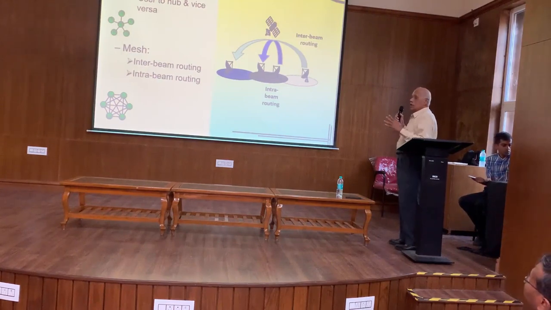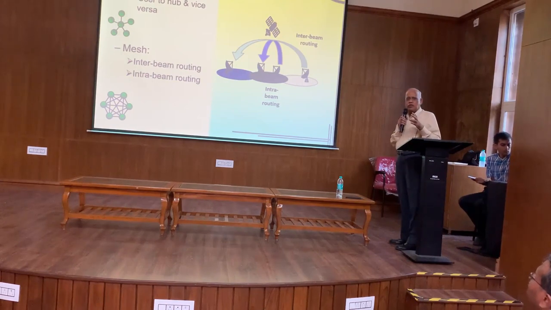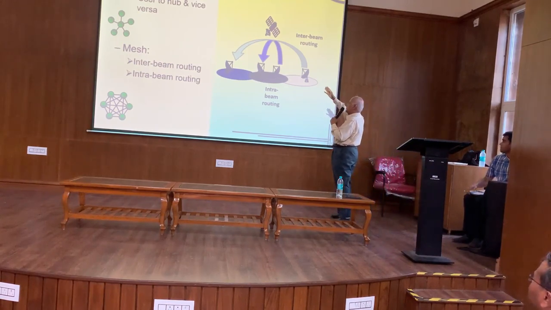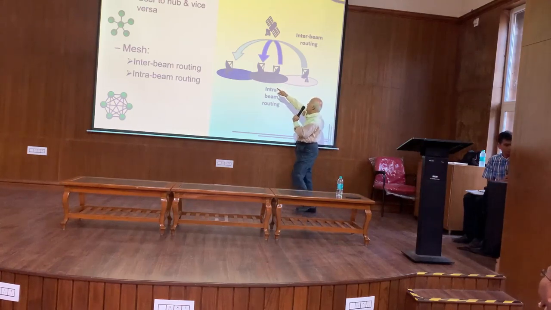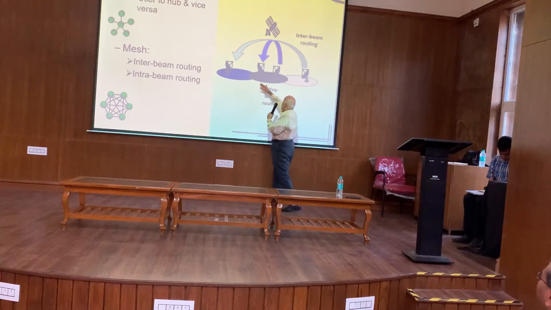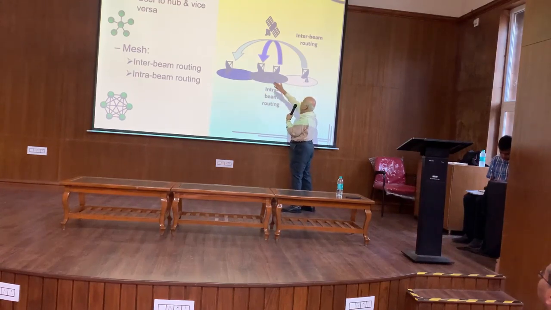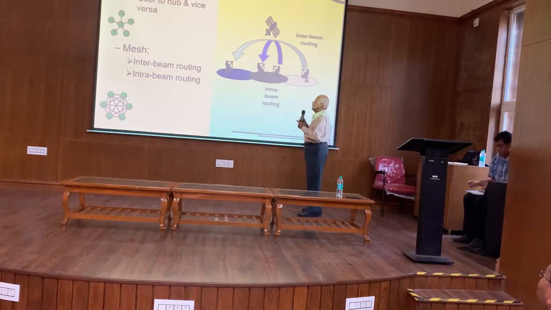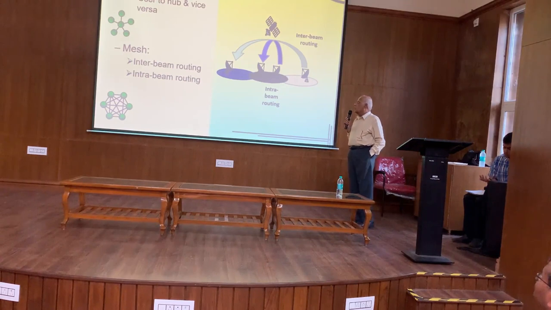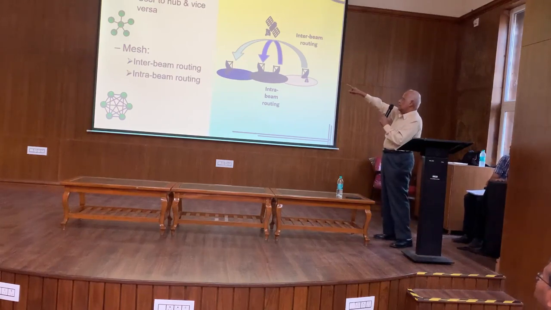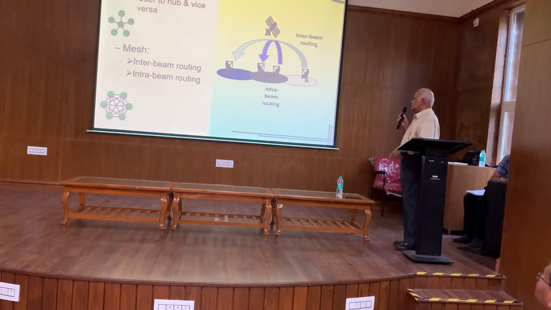Onboard switching. I am just giving a pictorial representation of how it is done in our GSAT-11. There are two types of beam communication. Intra beam: this is one beam, and one can communicate within the beam. And one can communicate from one beam to another beam. This is inter beam communication. This type of communication is possible through onboard switching. The types of switching are star, user to hub and vice versa, and mesh, inter beam routing or intra beam routing. That is the type of network configuration which I think you will be able to appreciate and understand. Next.